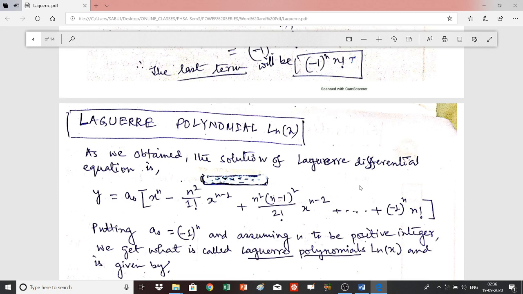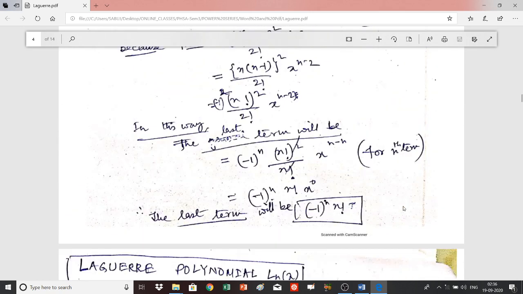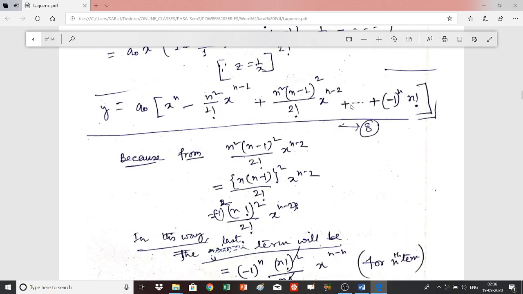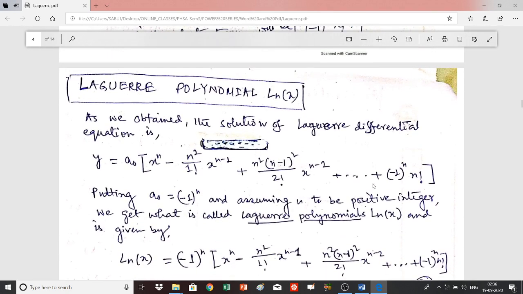And as we obtained in equation 8, y is equal to a0 x to the power n, minus n square by 1 factorial x to the n minus 1, then plus n square into n minus 1 square by 2 factorial x to the n minus 2, and in this way the last term is minus 1 to the power n factorial. And that is recalled from this equation. So no problem is there. So this is how y is written. This is the solution for y.